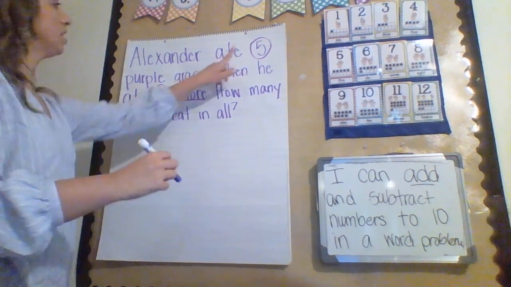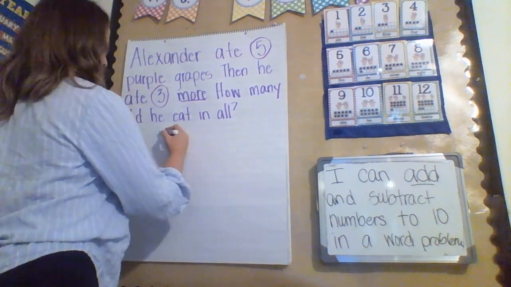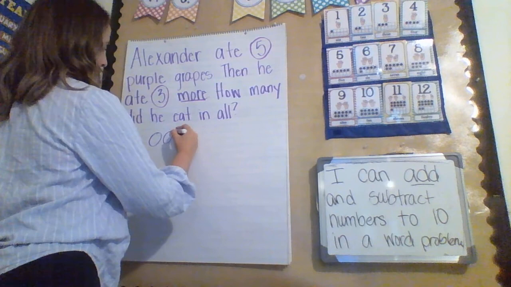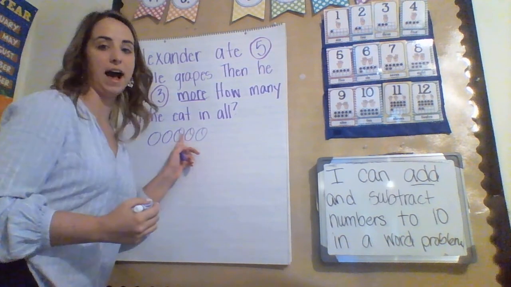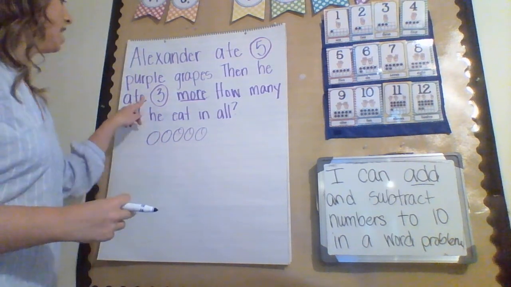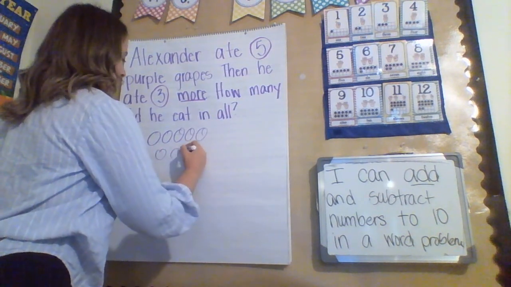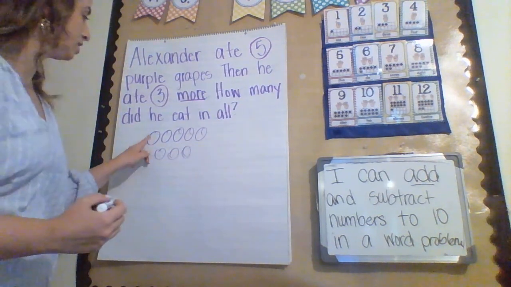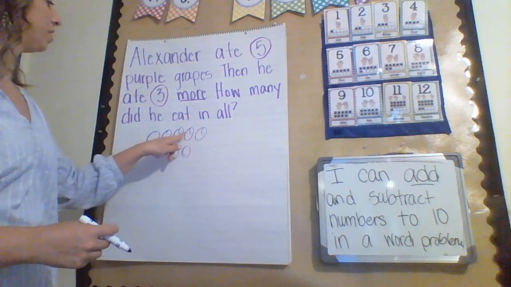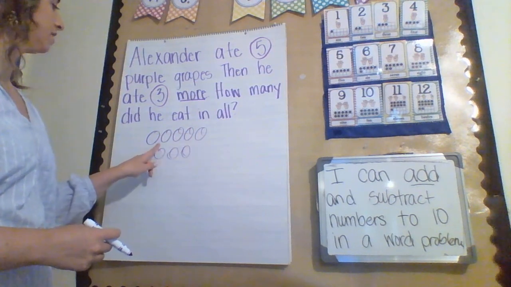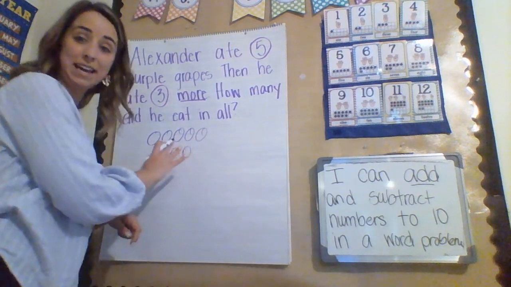So let's find out how many he ate in all. How many grapes am I going to draw first? 5. Awesome. I'm going to draw 5 grapes. 1, 2, 3, 4, 5. I have 5 grapes. Can you see that okay? How many more am I going to draw? 3 more. 1, 2, 3. Now I'm going to count them all together. 1, 2, 3, 4, 5, 6, 7, 8. Awesome. So in all, how many did he eat?